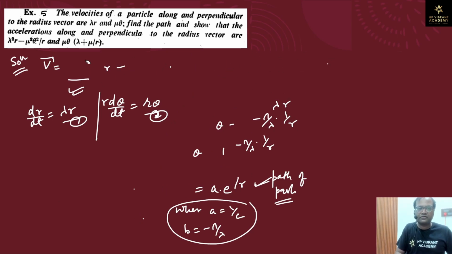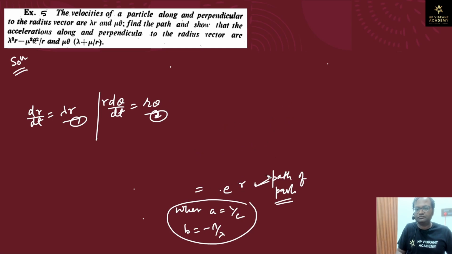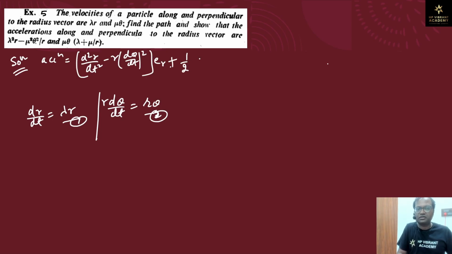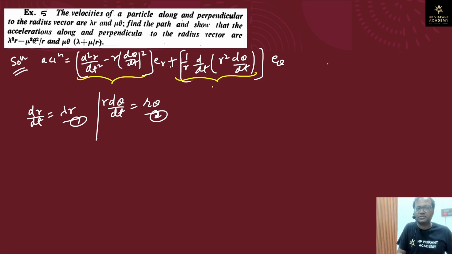So let us write down the expression for the acceleration in terms of radial and transverse accelerations. Okay, so let us find this. We have acceleration as d²r/dt² minus r (dθ/dt)², plus (1/r) d/dt of (r² dθ/dt). This is the radial component and this is the transverse acceleration.